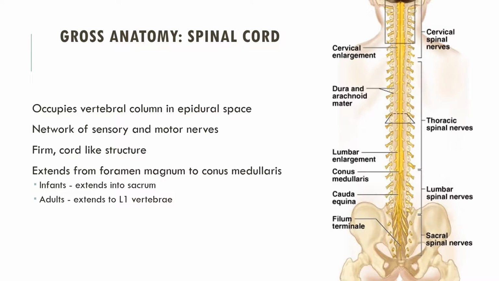First up, we're going to be looking at the gross anatomy of the spinal cord. This occupies the vertebral column in an epidural space. It's a network of sensory and motor nerves, and together these nerves form a strong, firm cord-like structure. It extends from the foramen magnum in the cranium, which is the big hole in the cranium, to the conus medullaris around the L1 vertebra in adults and down into the sacrum in children.